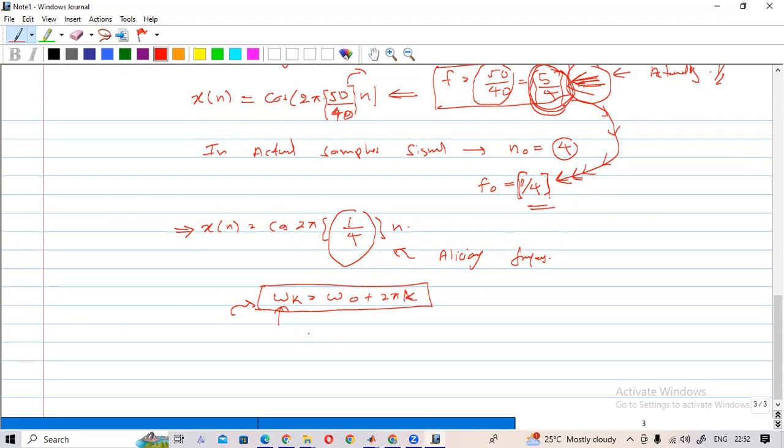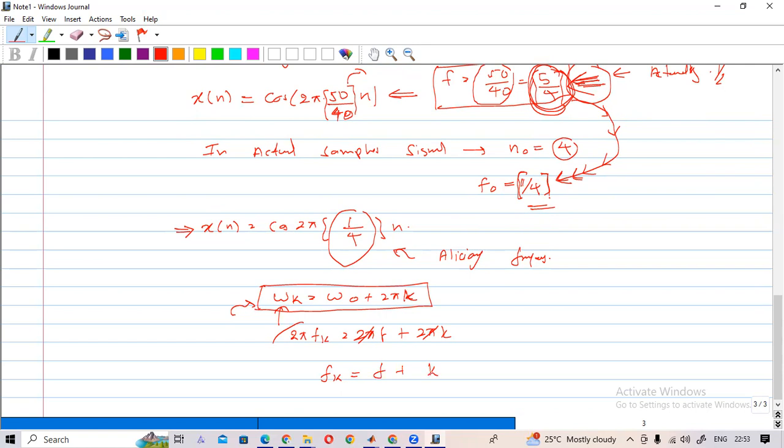Actually, you can write this using f. So f is equal to omega over 2π. If you write f like this, 2π f_k is equal to 2π f plus 2πk. So this 2π, 2π, 2π cancel out. You can get f_k is equal to f plus k, like this.